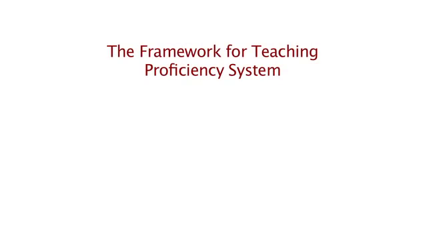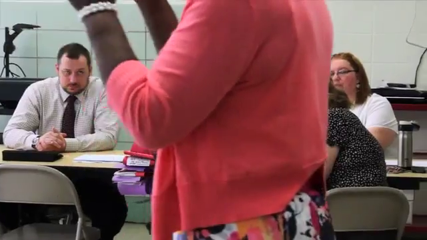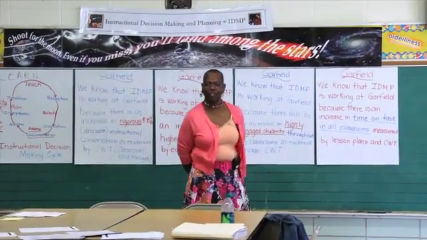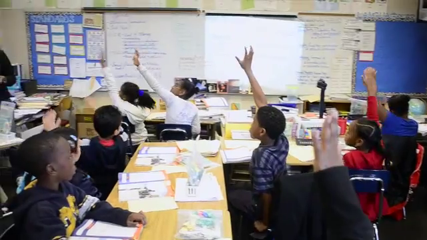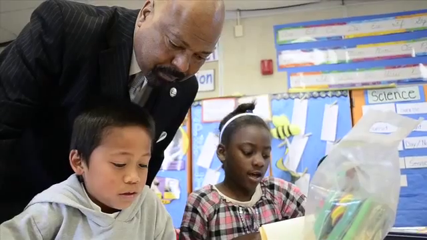The framework for teaching proficiency system is composed of three main tools: observer training, scoring practice, and a proficiency test. Observers will deepen their knowledge of the components in domains 2 and 3 and other framework features such as the levels of performance. They will use live video to practice assessing teaching examples and compare their work against expert answers.